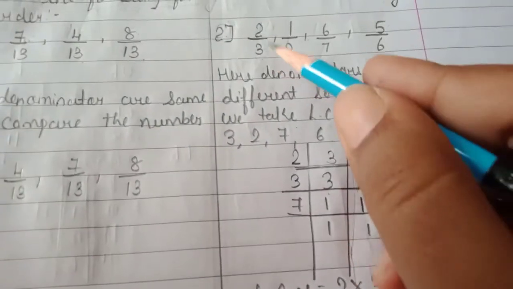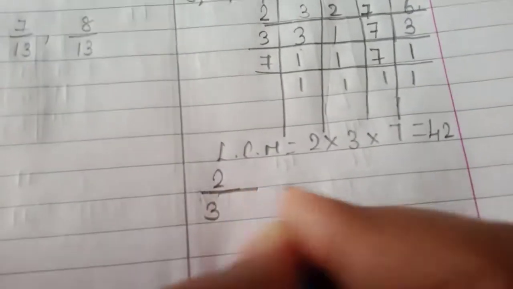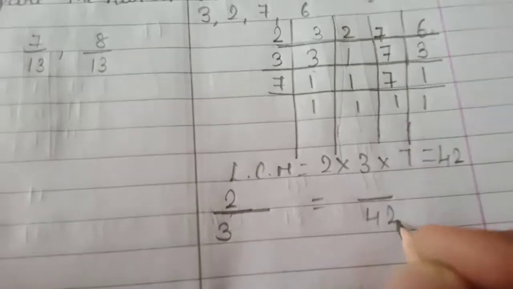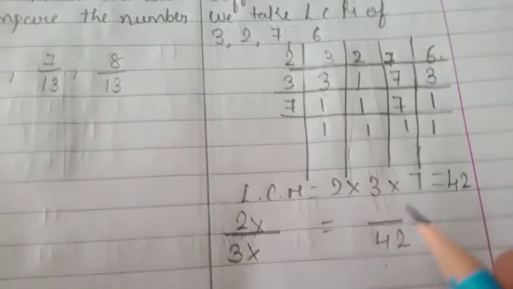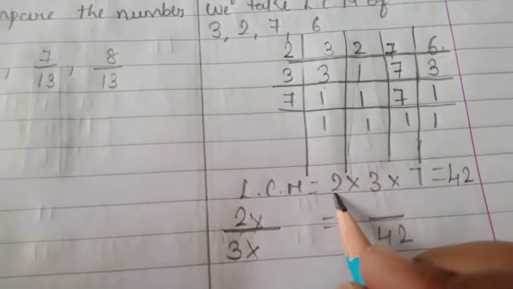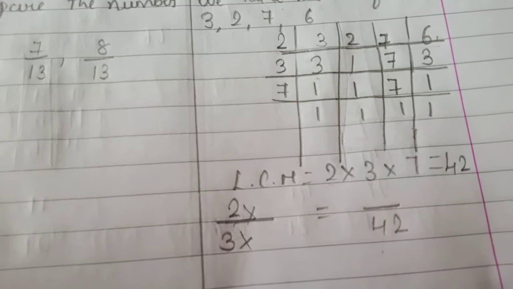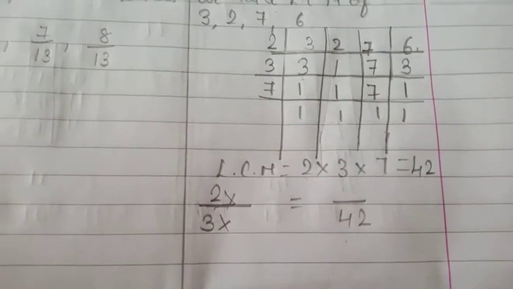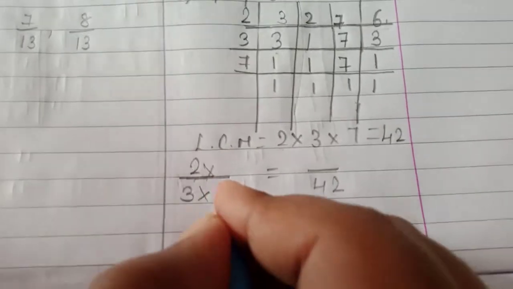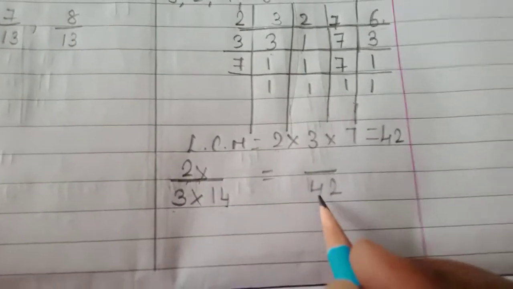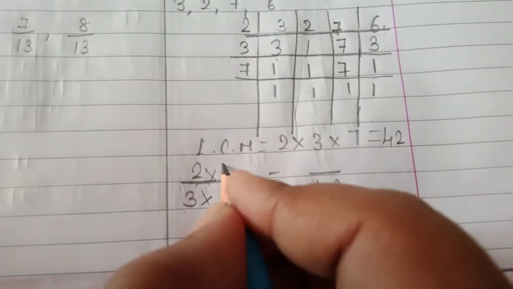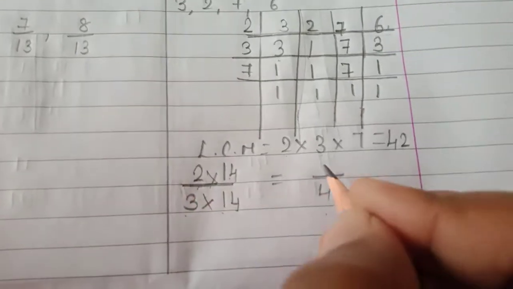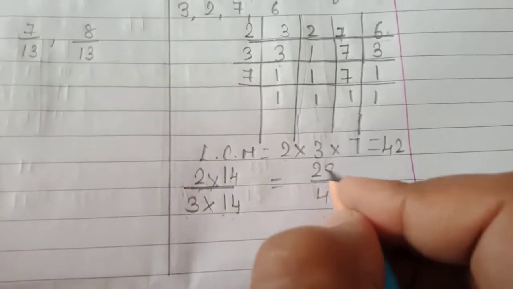So first fraction is what there? 2 upon 3. So first we will write 2 upon 3. So we want denominator 42. So what we will multiply 3 by to get 42 as a denominator? See 3 is there. So which numbers are left now? 2 and 7. So we have to multiply that. 2 7s are 14. So we will write here 14. See 3 14s are 42. Whichever number we are multiplying in the denominator, the same we will multiply in the numerator also. So 14 2s are 28.